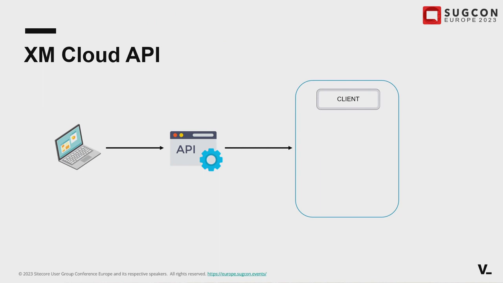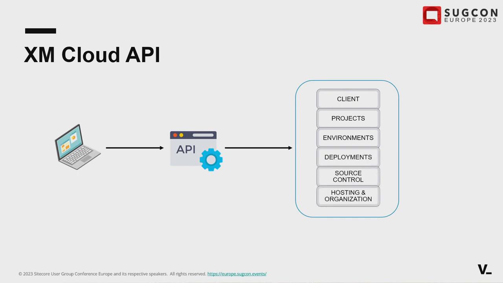The client API lets you create the authentication, like the client ID and client secret, that will let you authorize or authenticate with the XM Cloud. And you have the projects and environments API that will let you manage the projects and environments. You can get the project information. You can get the environment information based on the project ID and so on. And finally, you have the deployment, source control, hosting, and organization.